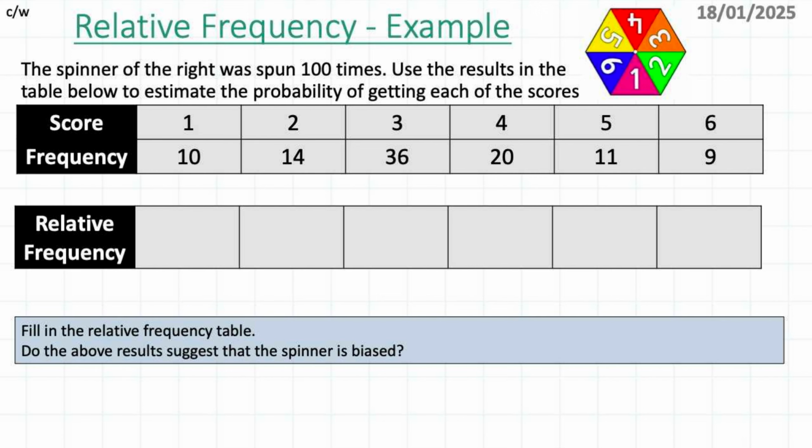And you can find the estimated probability by finding the relative frequency. So for the number 1, I will take 10 divided by 100. For the number 2, I'll take 14 divided by 100, and so on. So I can find the relative frequency. And then I can answer things like, is the spinner biased or not? Because this is based on an experiment. Theoretically, all of them have a possibility of showing up 1 out of 6 times. But based on my experiment, this is what I'm getting. So once you find the relative frequency, try and answer this question: is it biased or not?